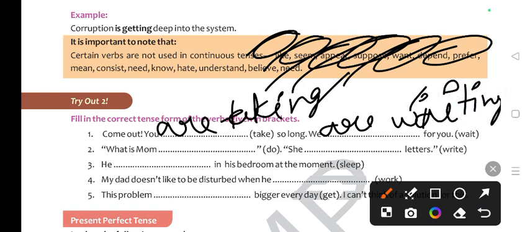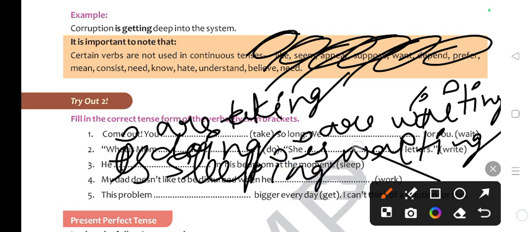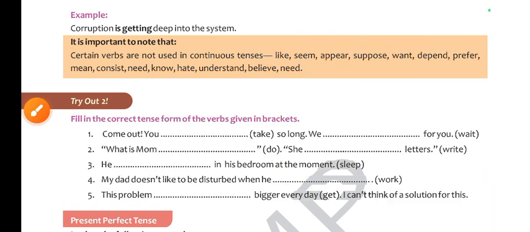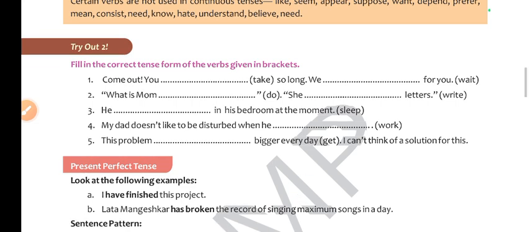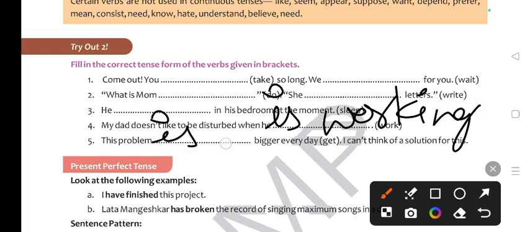Next, what is mom doing? We will write here doing. She is writing letters. It is a single T in writing, not double T. Okay, correct. Next is, he is sleeping. He is sleeping in his bedroom. Understood? Now, my dad doesn't like to be disturbed when he is working. This problem is getting bigger.